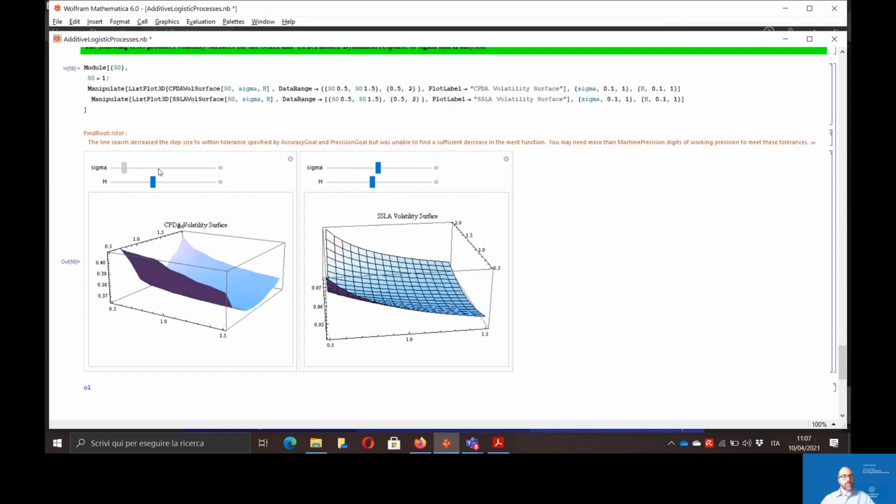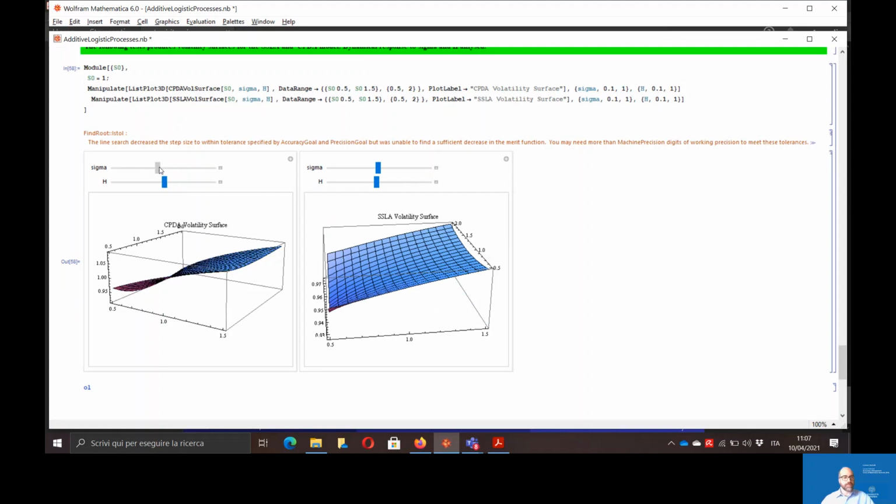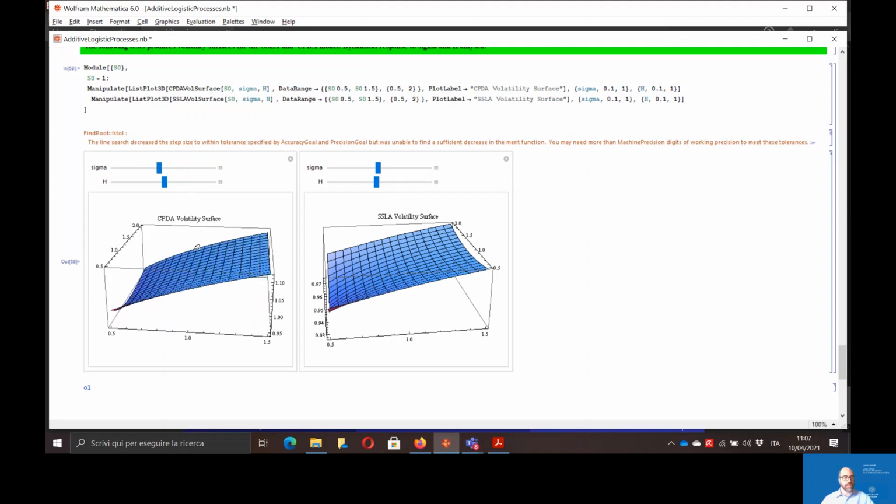And besides, you see that the model parameters also impact the volatility term structure in a similar way. The two parameters are not very orthogonal, so maybe something can be improved in the parameterization which I have chosen.